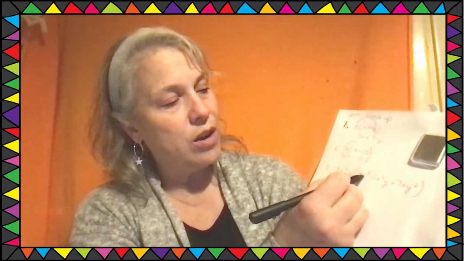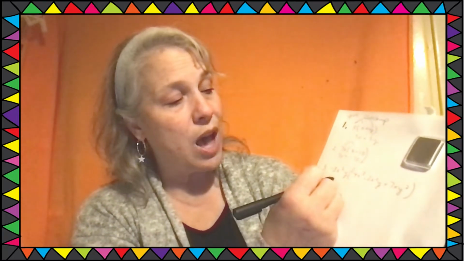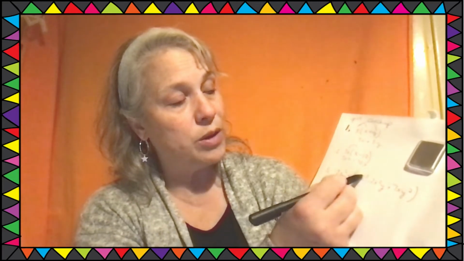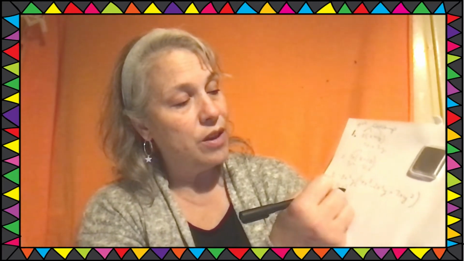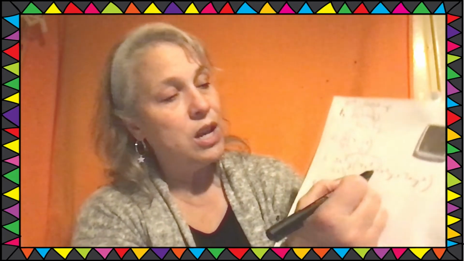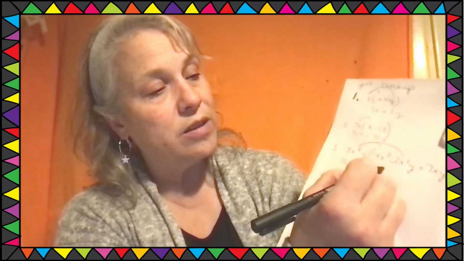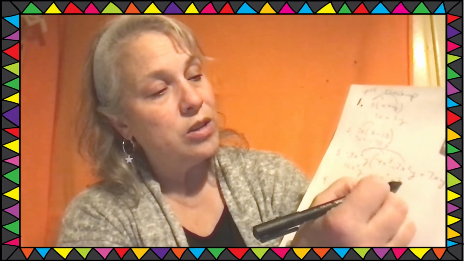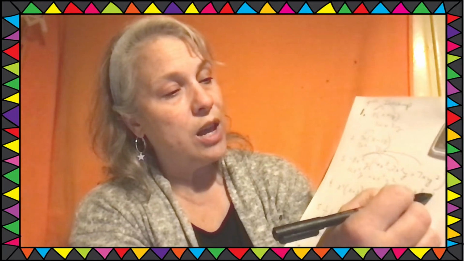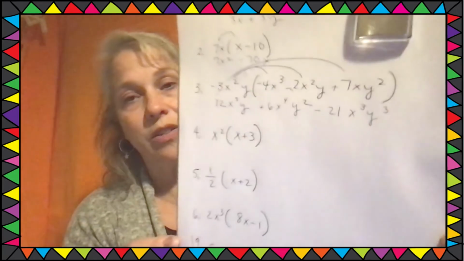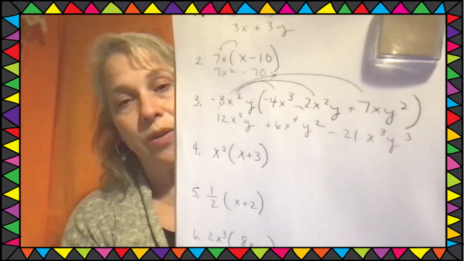X squared, x cubed. Remember, when you're multiplying, you add exponents. So x squared plus 3 is 5, and then a y. And then that's times that. Now we have to multiply by that. So negative 3 times negative 2 is positive 6, x to the 4th, y squared. Negative 21, x to the cubed, y cubed. And that is your final answer. You can't reduce it any further.